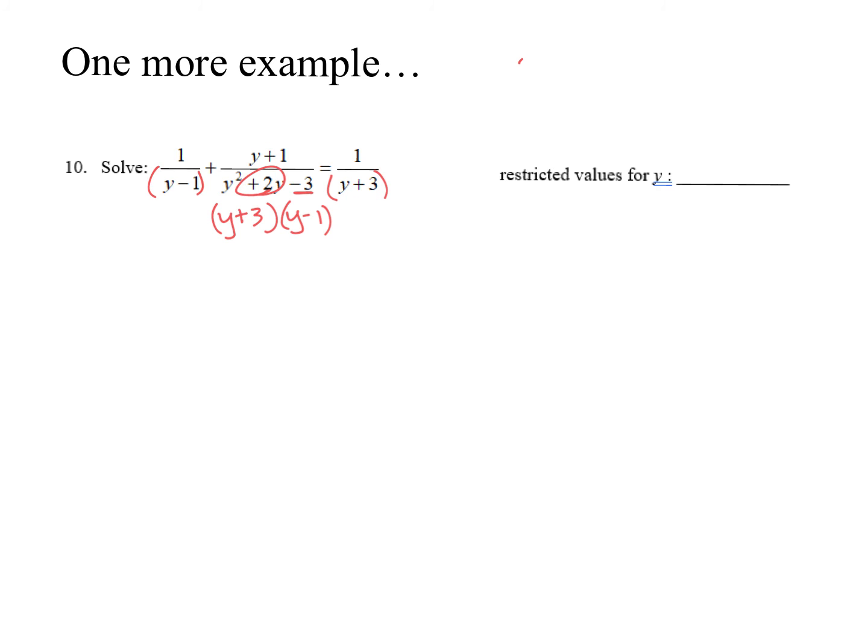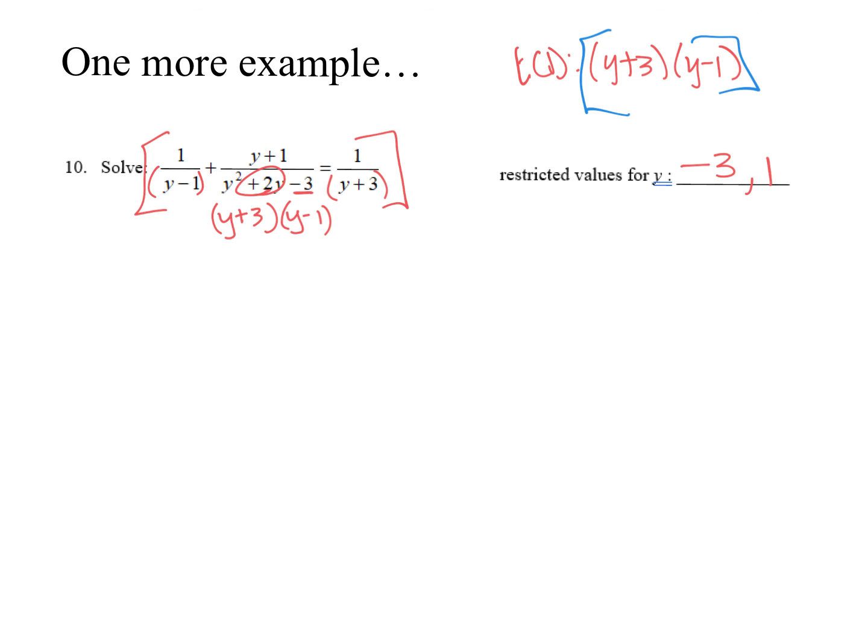Now, that leaves me with my LCD actually being y plus 3, y minus 1, because that involves everything in the denominator. It accounts for my y minus 1 here, both of them on that middle fraction, and then the y plus 3 on the right. So that makes my restricted values negative 3 and positive 1, because that is what makes y plus 3 and y minus 1 equal to 0. Now my next step is going to be to multiply this whole equation by my LCD.